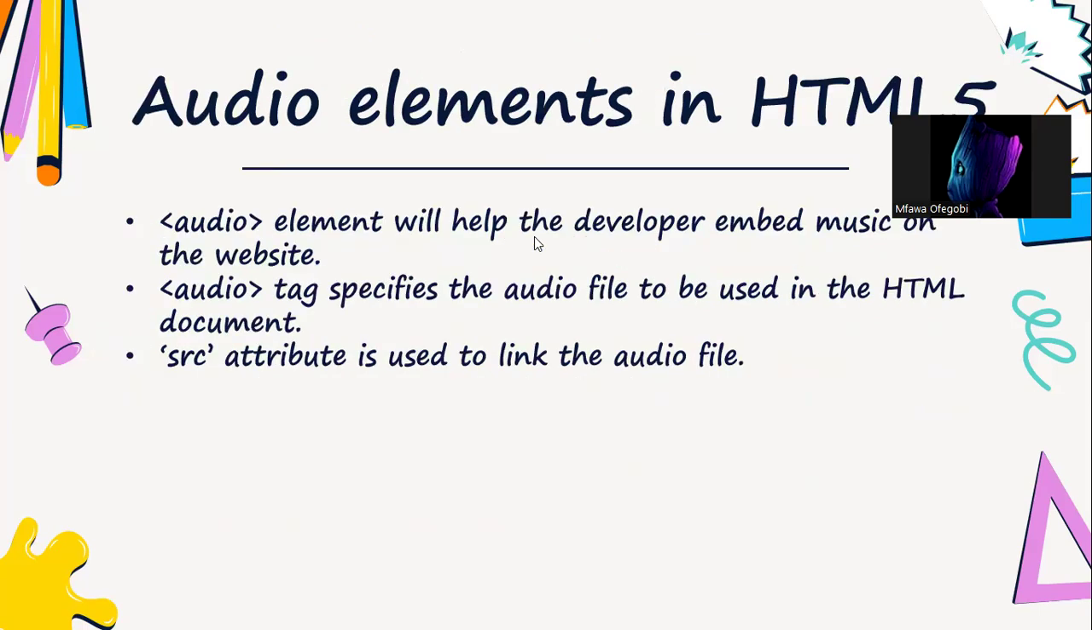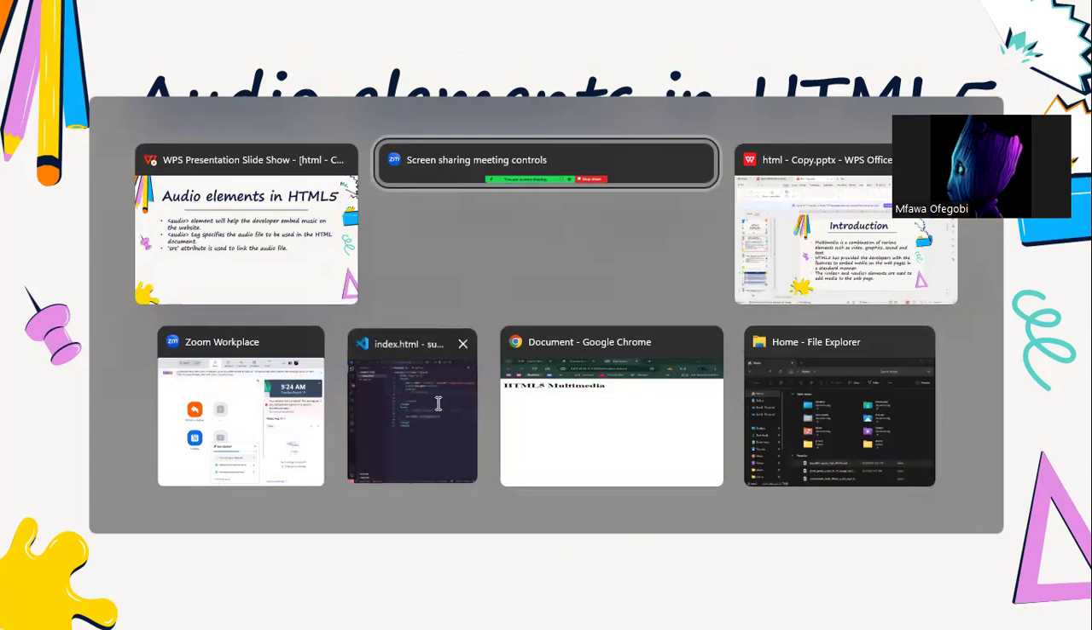Audio elements in HTML5. The audio elements will help the developer embed music on the website. The audio tag specifies the audio file to be used in the HTML document, and the src attribute is used to link the audio file. So let's go into practical.